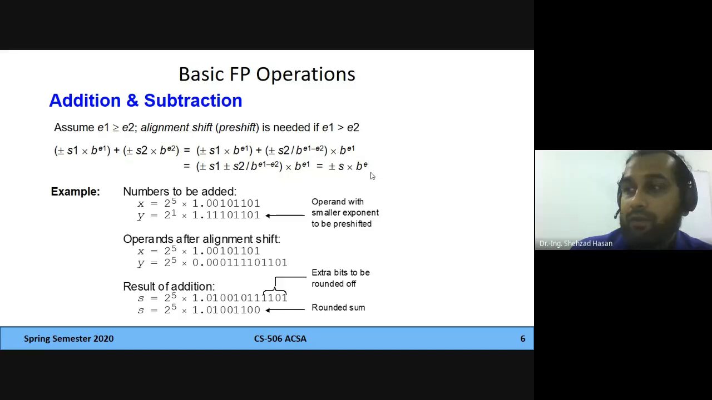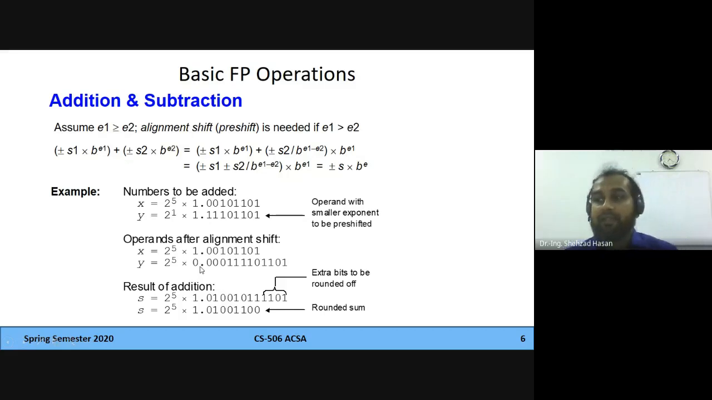So we are always going to go with the smaller number first. We are going to shift that smaller number to the right, and if you do that, this becomes something like this: 0.000. So you have shifted it 4 times because the difference between 5 and 1 is 4. So we shifted it 4 times, and so this decimal point comes from here to here, and then the exponent values are the same. Now, these are the extra bits.